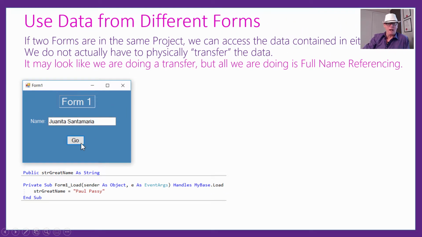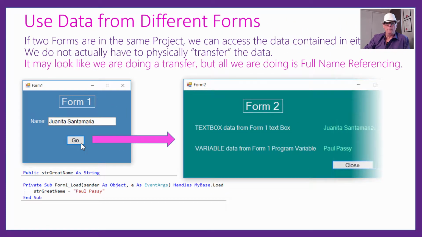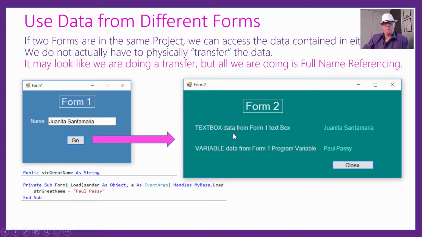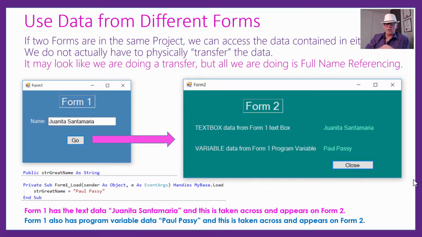When we click the go button, it opens up the other form, form number 2. You can see we've managed to get the Juanita Santa Maria from form 1 onto form 2. Also that program variable, which was inside the program behind form 1, we've managed to pull across and have on form 2, but we didn't actually transfer it across. All we did was from form 2, we read back into form 1, see what it was and then show it on the form. So we've done both of those things.